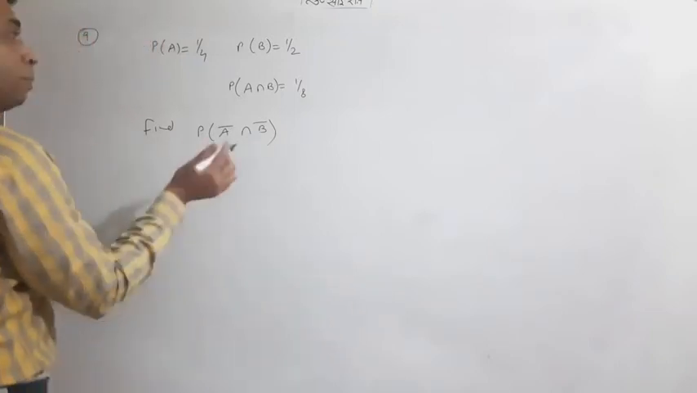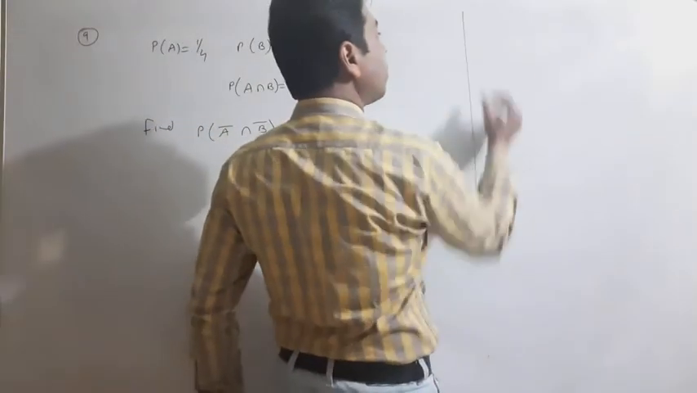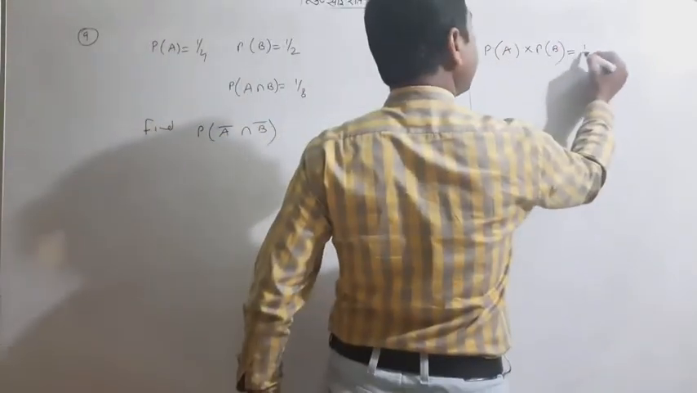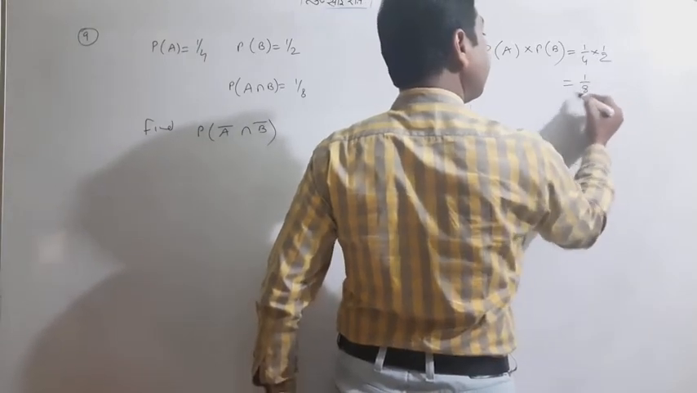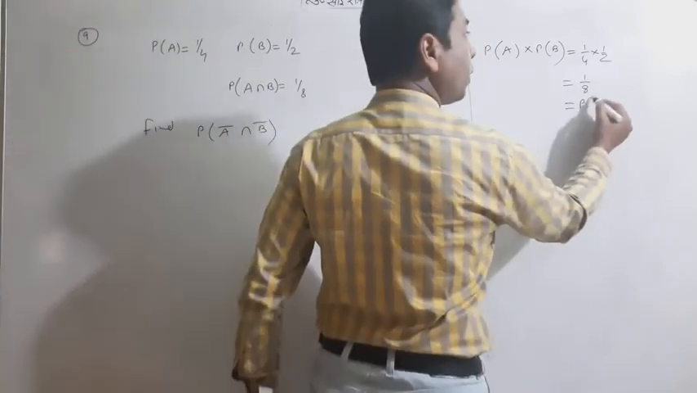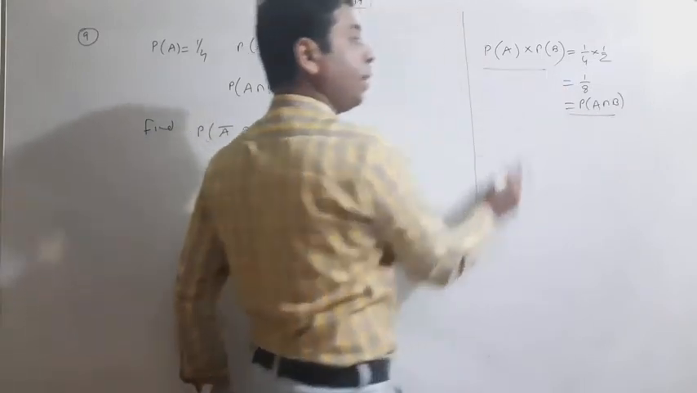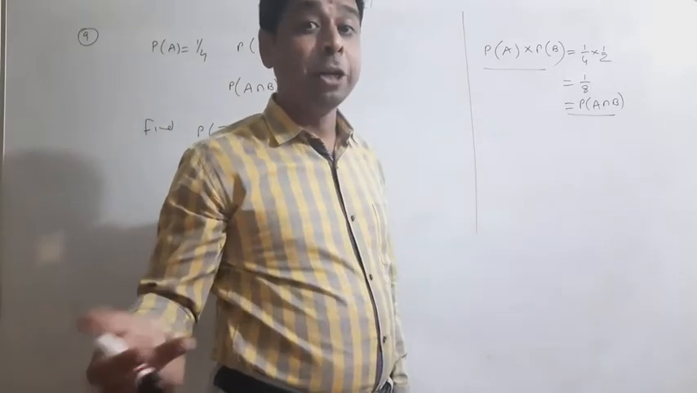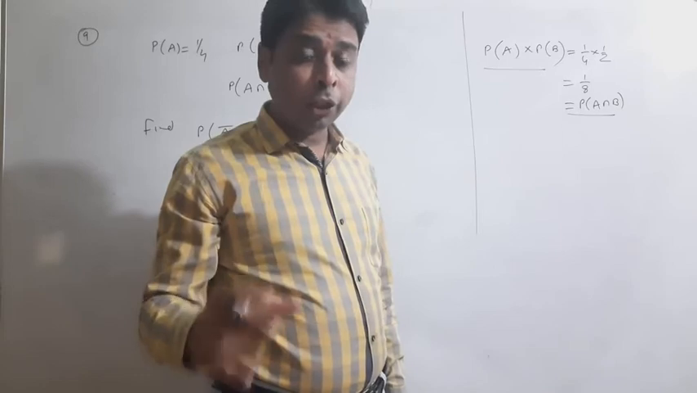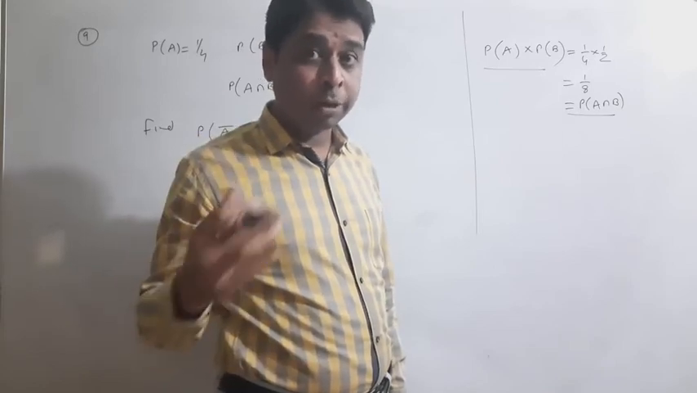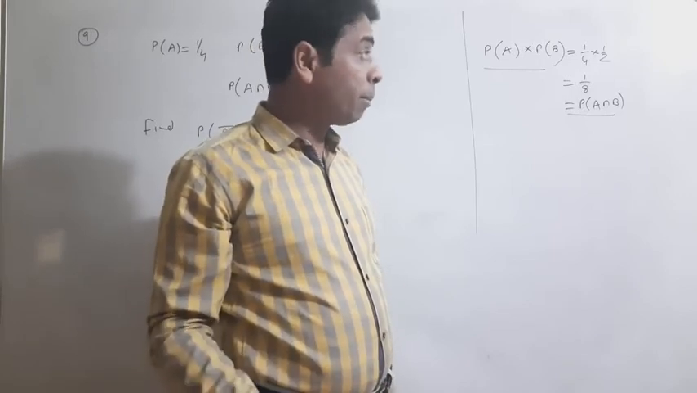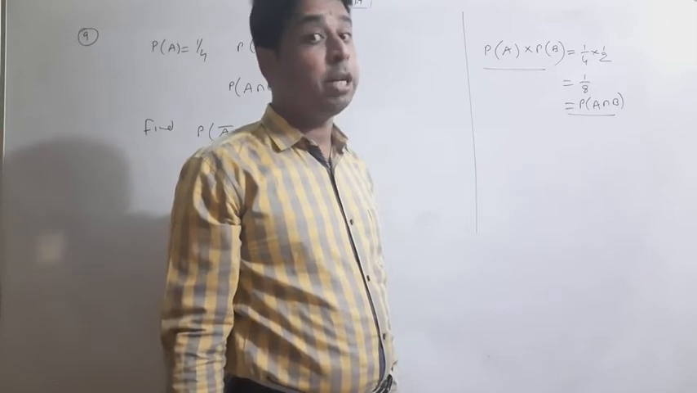So what will you do? Look here. P of A is 1 by 4, P of B is 1 by 2, which is actually 1 by 4 into 1 by 2, 1 by 8. And 1 by 8 is P of A intersection B. What do you conclude? You remember something? P of A intersection B has come as P of A into P of B, meaning A and B are independent. It was not stated very clearly in the question, but we have obtained by our knowledge that P of A into P of B is coming as P of A intersection B, meaning A and B are independent events.